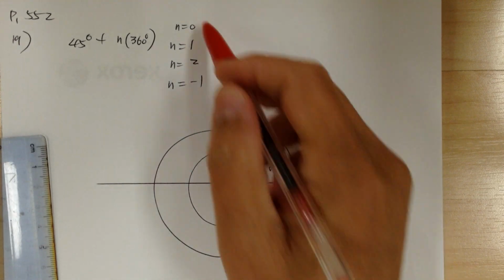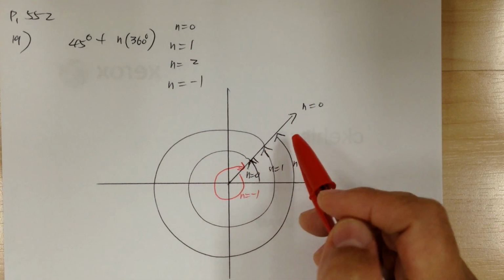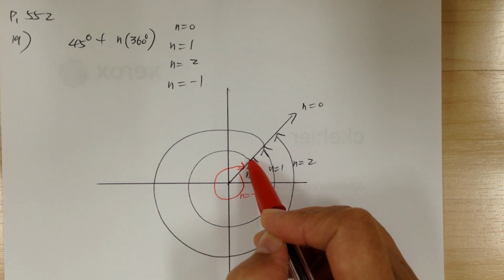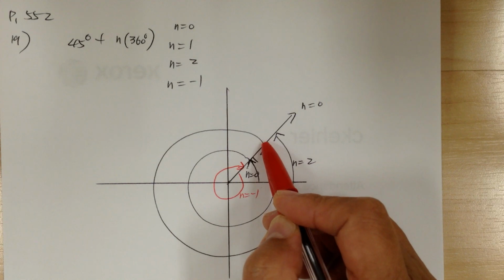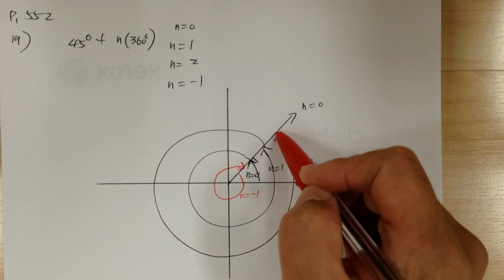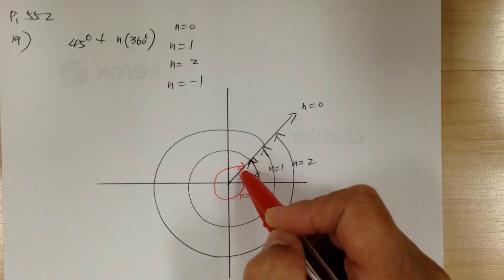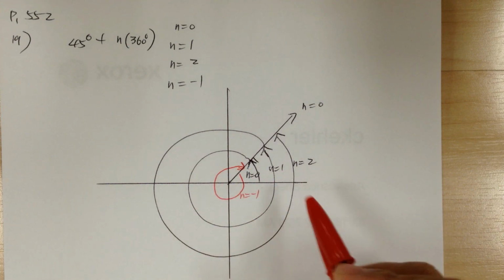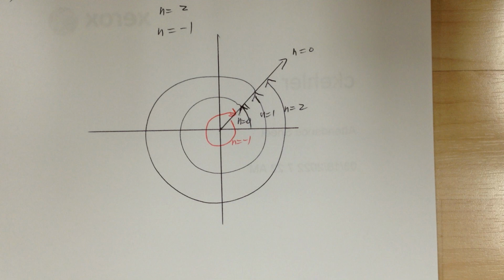So all the coterminal angles are all in the same place. Again, n equal to 0 means you don't go around the circle. N equal to 1 means you go around the circle one more time. N equal to 2 means you go around the circle twice. N equal to -1 means from here you go backward, clockwise one time. And so that's what that is.